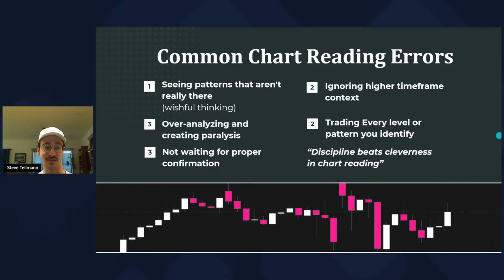The other thing here is, bad production value here. 11323. Apologies there.